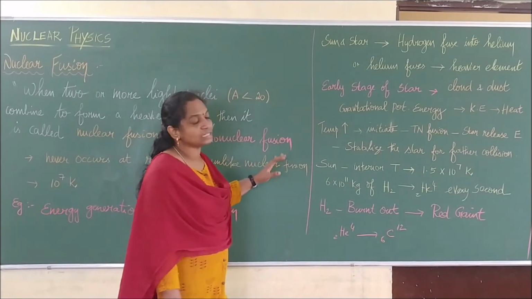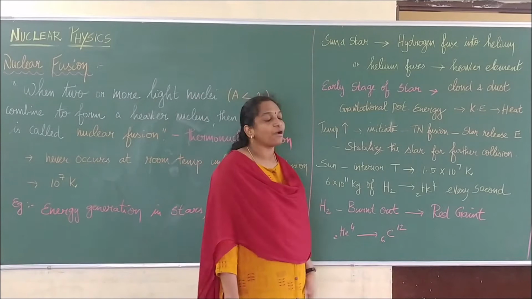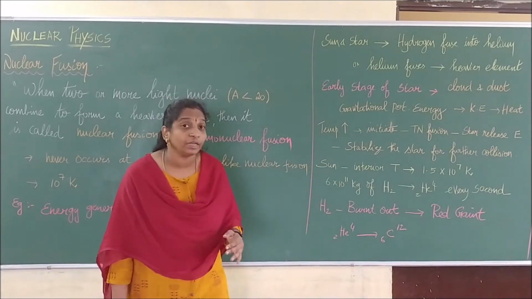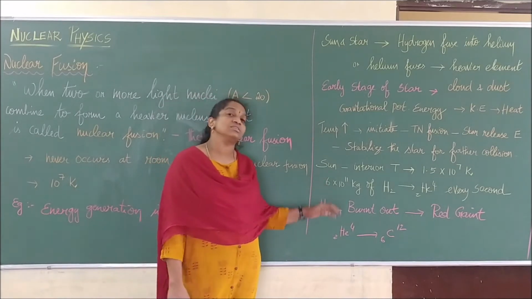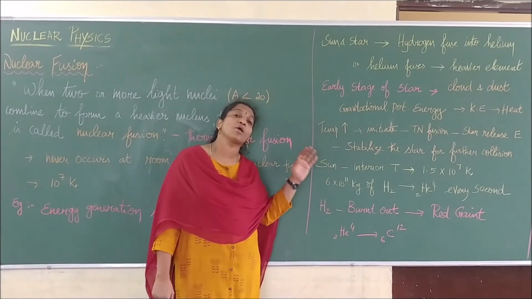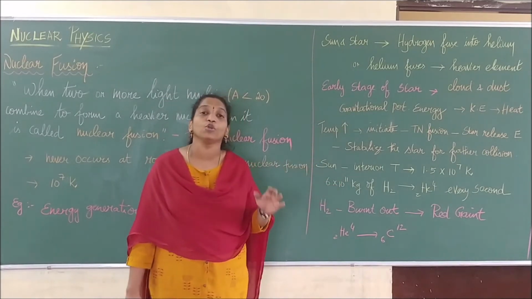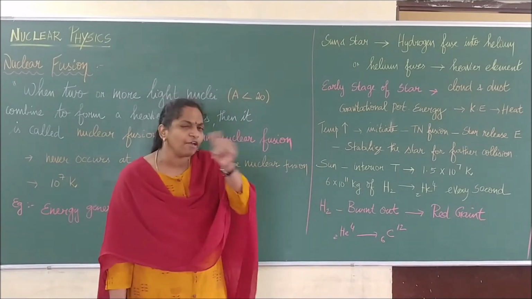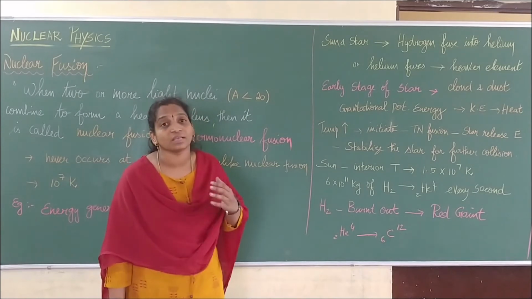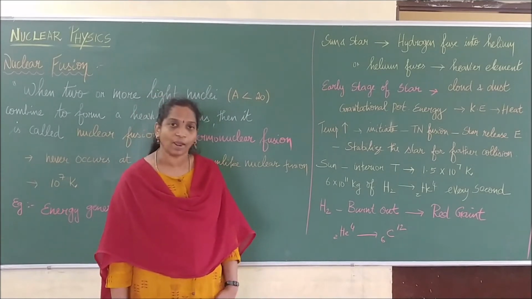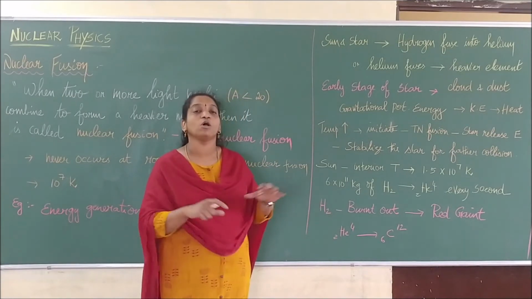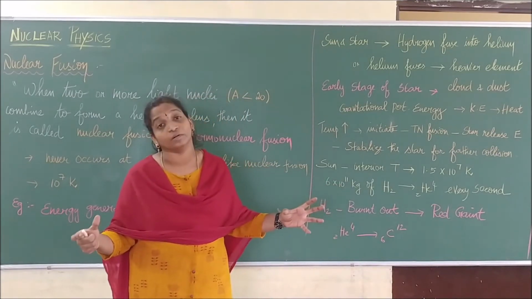Right? So the sun has an interior temperature of what? 1.5 × 10⁷ Kelvin, and every second 6 × 10¹¹ kilograms of hydrogen undergoes nuclear fusion reaction to convert into helium. So that's why the sun is providing us the energy, right? It will take 5 more billion years for all the hydrogen in the sun to burn out.